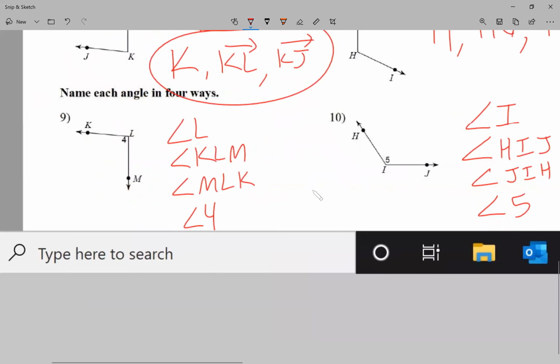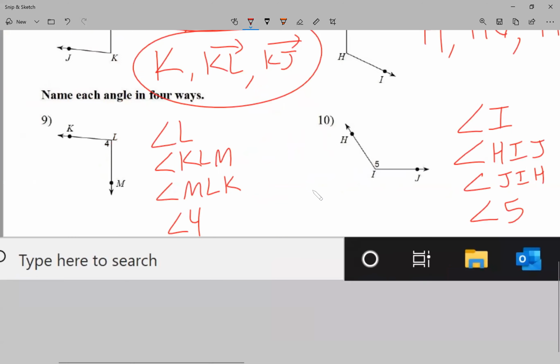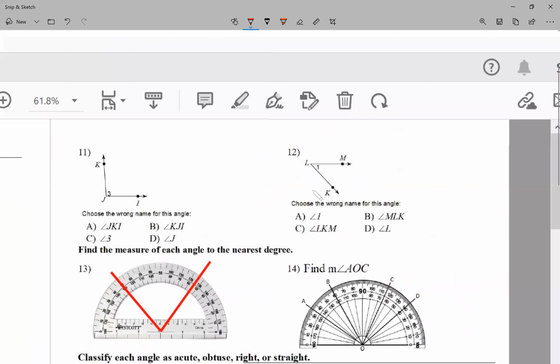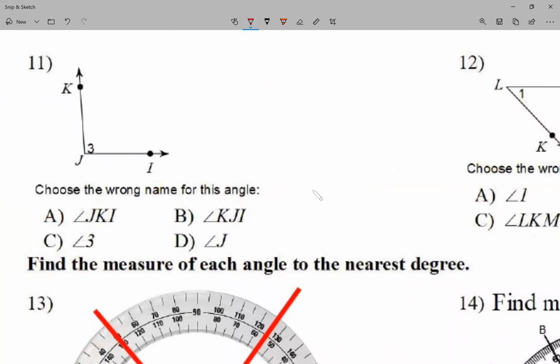Right? I labeled it in 4 different ways, but again, for your homework, I'm going to ask you to give me which one's the wrong choice. How are we going to see it on the homework? Let's take a look at question number 11. Choose the wrong name for this angle.